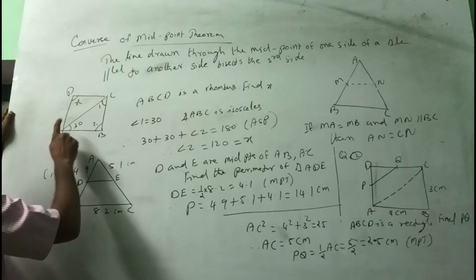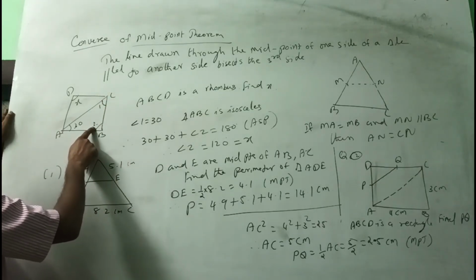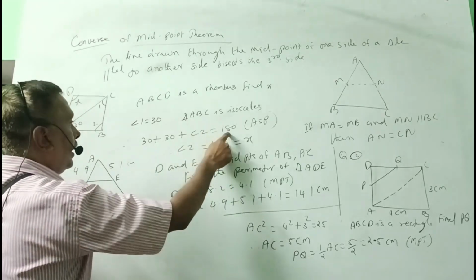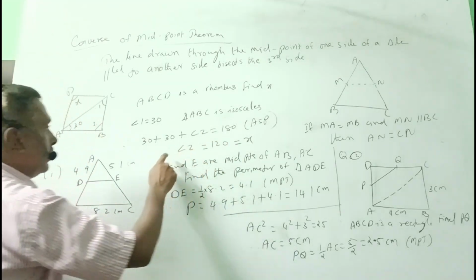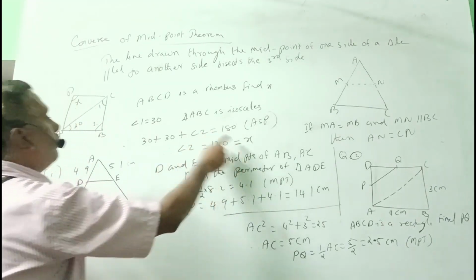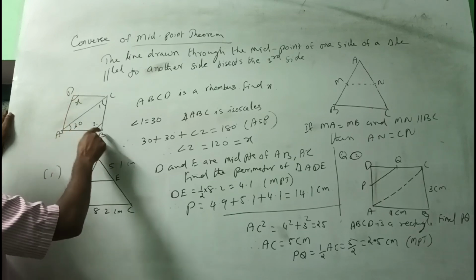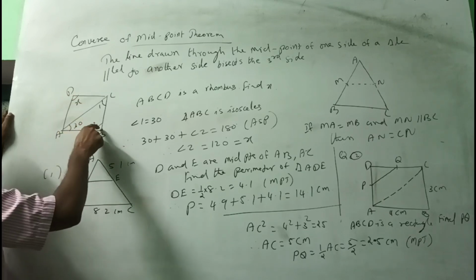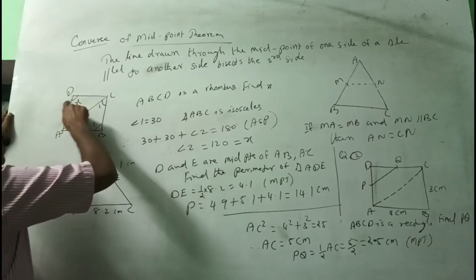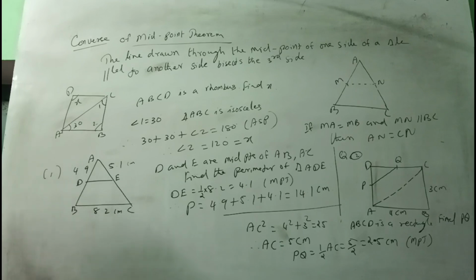In this triangle, by the angle sum property we get angle 2 equal to 120 degrees. Angle sum property applied. Now, it is a parallelogram also, so opposite angles are equal. So angle 2 is 120, so x is also 120. The second question is this.